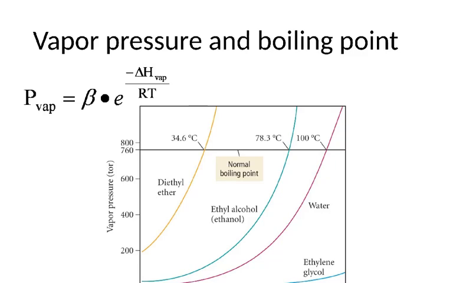So we just talked about boiling point and how the normal boiling point is related to vapor pressure. The boiling point is where the vapor pressure and the atmospheric pressure are equal to each other. We can relate our vapor pressure and our delta H of vaporization via this equation, which is the Clausius-Clapeyron equation.